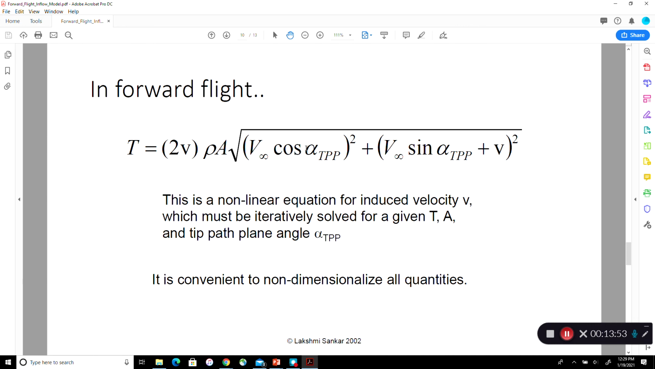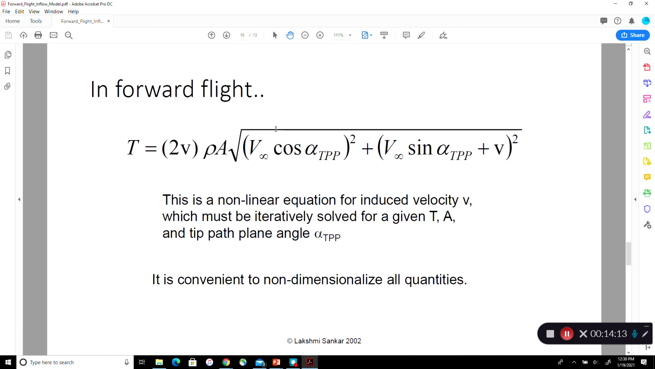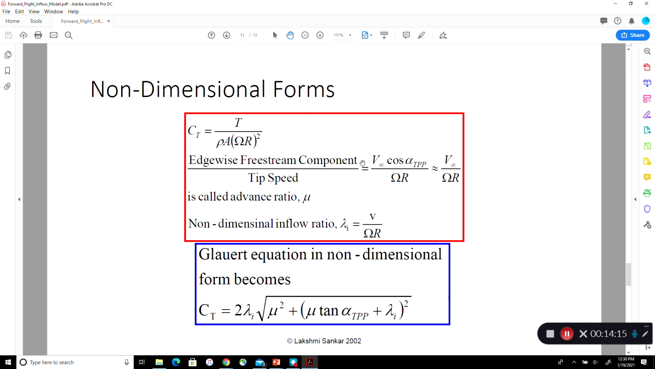So this component of velocity is parallel to the rotor disk. So this is called an edgewise component of velocity. That means it's going from the disk edge to the disk edge, flowing in this direction. So it's called the edgewise component of velocity. So we will divide this by omega capital R, which is the tip speed. So that quantity is called advance ratio, mu. Alpha tip path plane is a small number. Cosine of alpha tip path plane is close to 1. So this is a crude approximation, but we may as well use these when we do computer calculations.